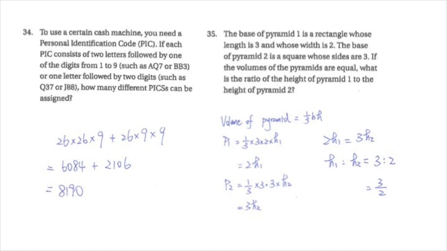The volume of a pyramid can be calculated by 1 over 3 times base times height. So pyramid 1 equals 1 over 3 times base, which is 3 times 2, times the height of the pyramid, let's call it h1, and that equals 2h1. For pyramid 2, it's the same idea. The volume is 1 over 3 times 3 times 3 times height 2, which is 3 times h2. The volumes are the same, so 2h1 equals 3h2, so h1 to h2 equals 3 to 2, which is 3 over 2.